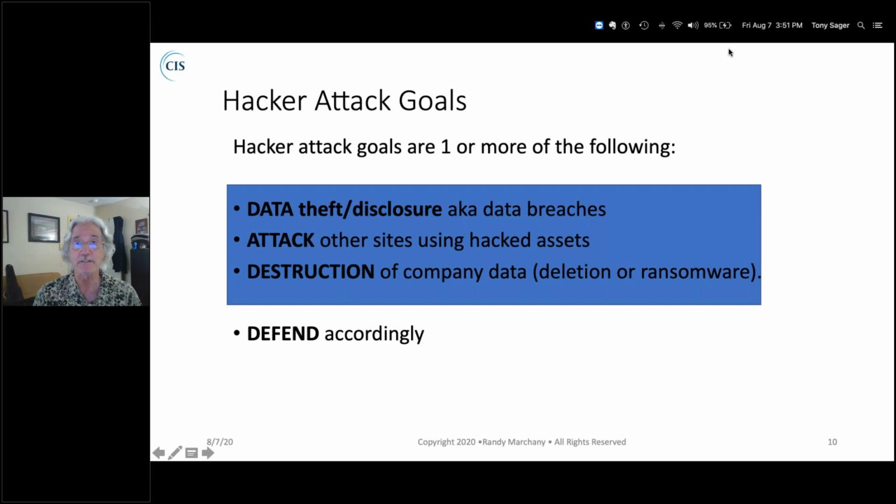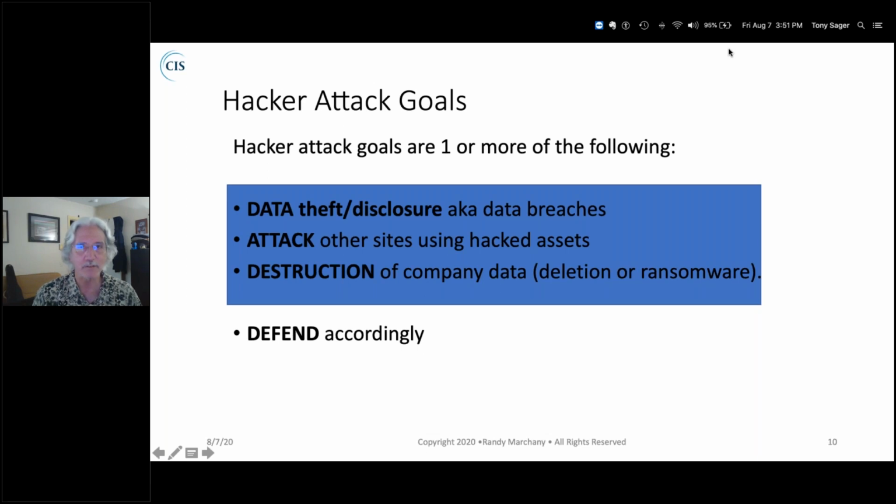And then the third thing is, once they've stolen your data, if they really want to cripple you, they'll destroy it. They'll delete it, and depending on how thorough they are, they may delete the originals as well as the backups. But these are the three things that they're after. These three things are addressed by almost all of the 20 critical security controls there.